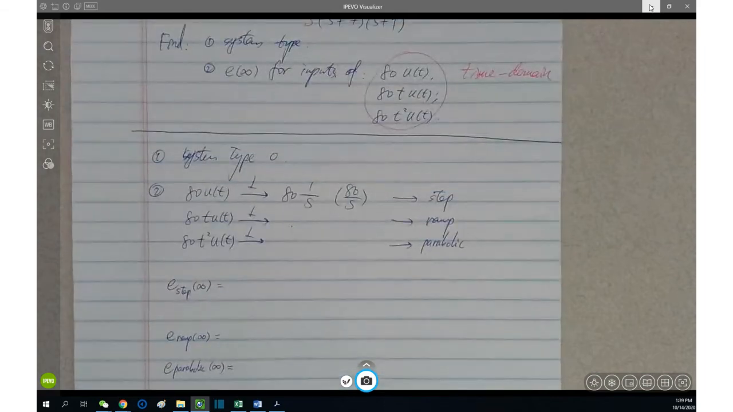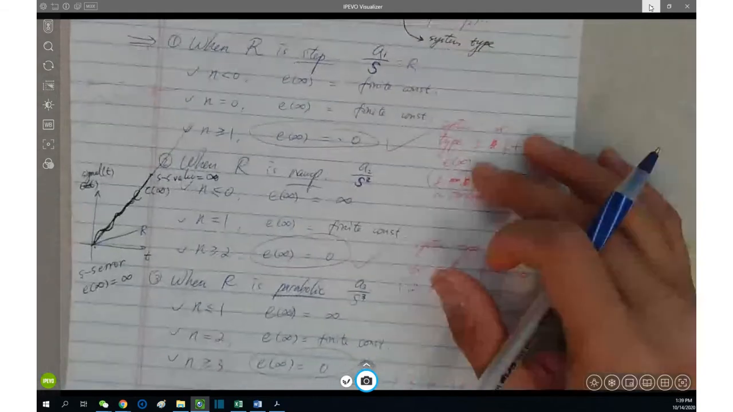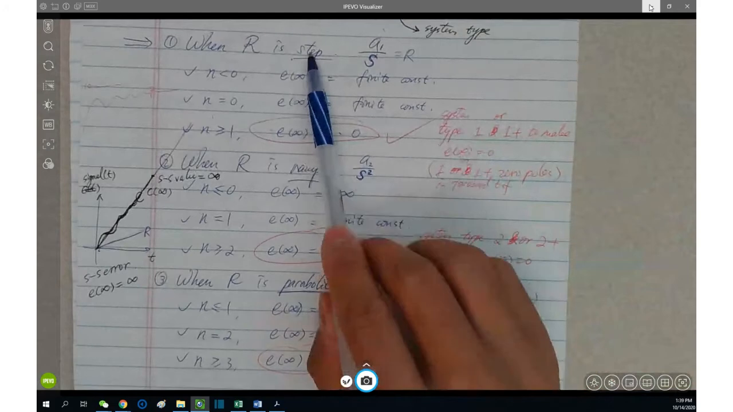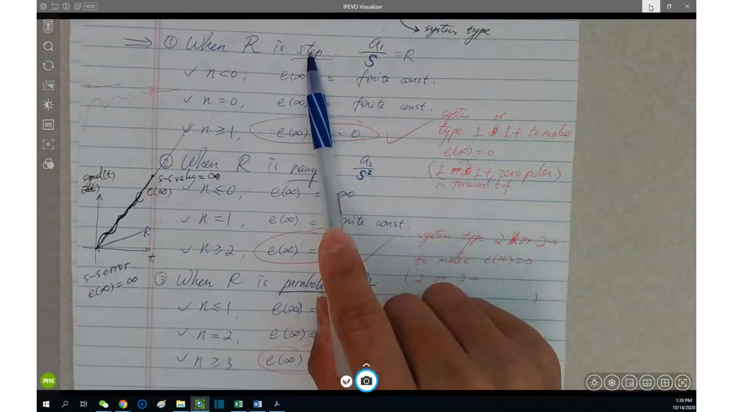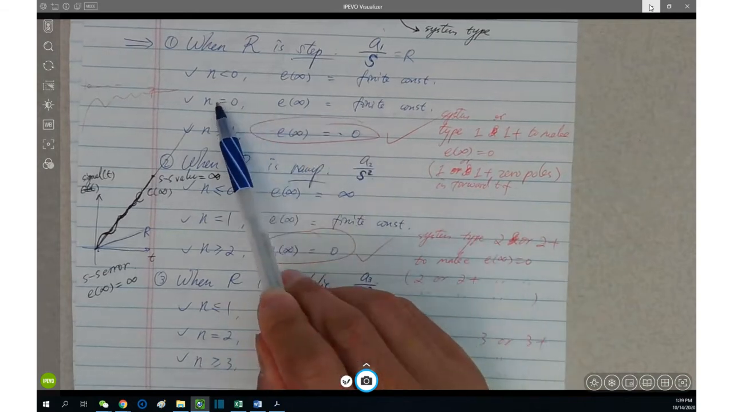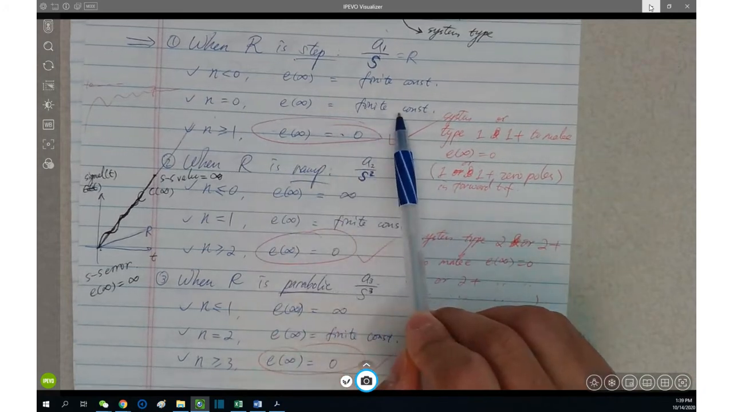Three result. And then we go back to the summary table here. What do we see here? This is the first step, input step, system type 0, right? Remember, what is the steady state error? System type 0, and the steady state error is a finite constant.